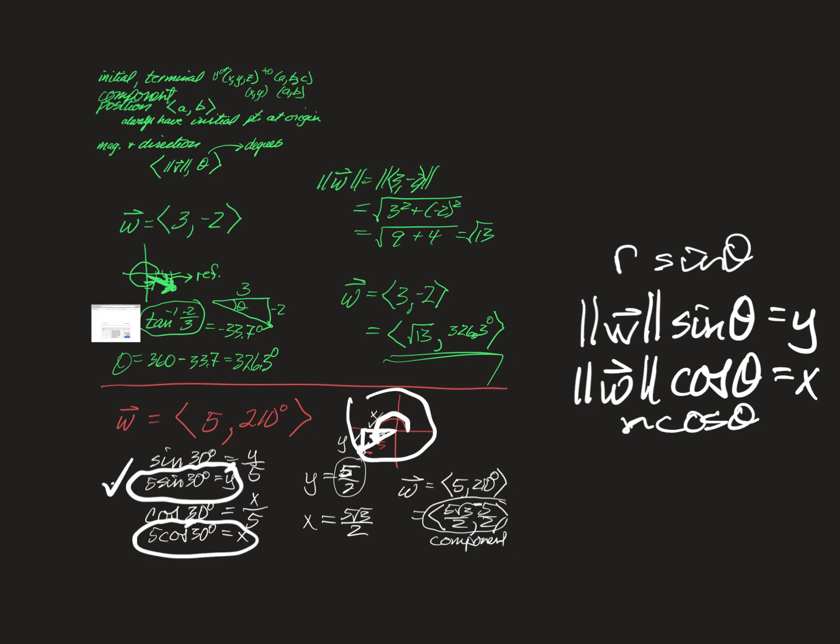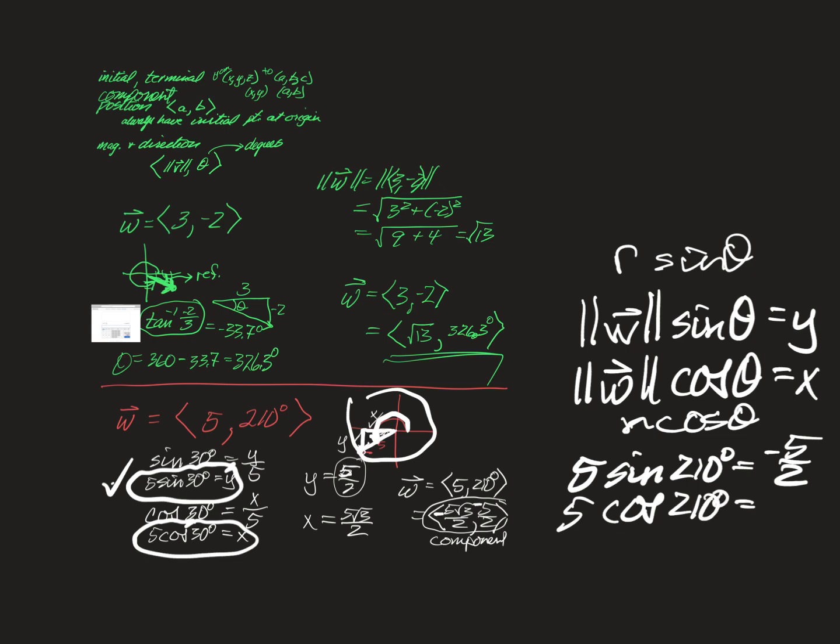I could have taken the magnitude of W times the sine of 210 degrees to get the correct sine value for the vector, because I don't have to pay attention to triangles here. And I would have gotten negative 5/2 for that. And then I could have taken 5 times the cosine of 210. And I would have gotten the correct value for that as well, which is negative 5 square root of 3 over 2. So the reason I did it this way is I just wanted to show you, you could use trig to figure it out.